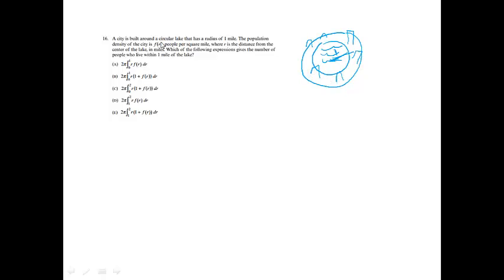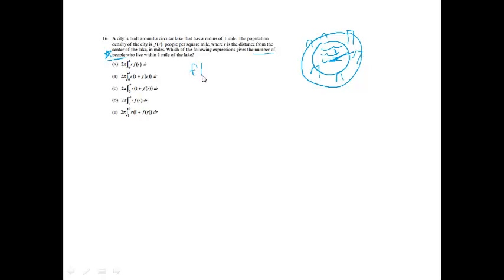Okay, the population density of the city is f of r, people per square mile, where r is the distance from the center of the lake in miles. Which of the following equations gives the number of people who live within 1 mile of the lake? All right, so I know that my answer needs to be number of people. So that's where I'm headed.